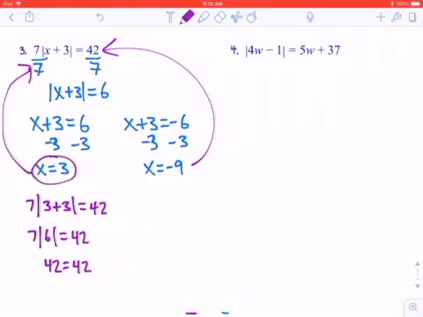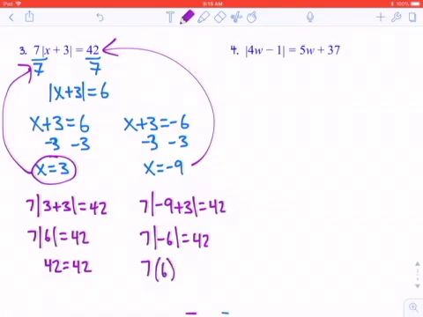Then let's check negative 9. So 7 times the absolute value of negative 9 plus 3 equals 42 will give us 7 times the absolute value of negative 6 equals 42, which is 7 times 6, because the absolute value of negative 6 is positive 6. So that also is true. So this equation has two solutions. Let's do one more equation.